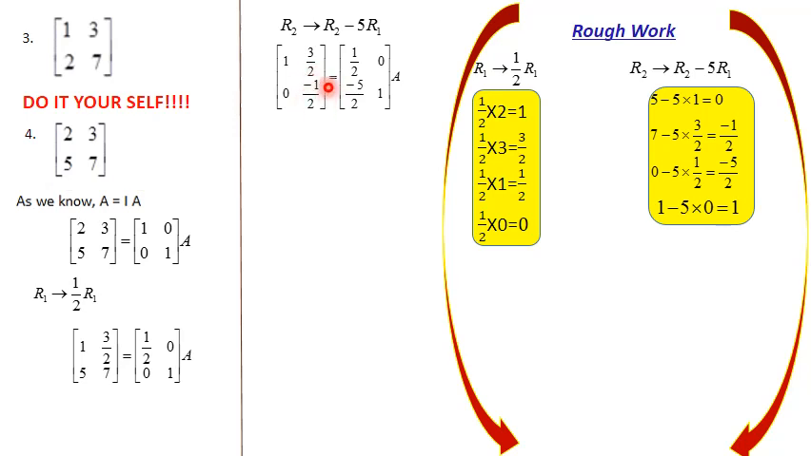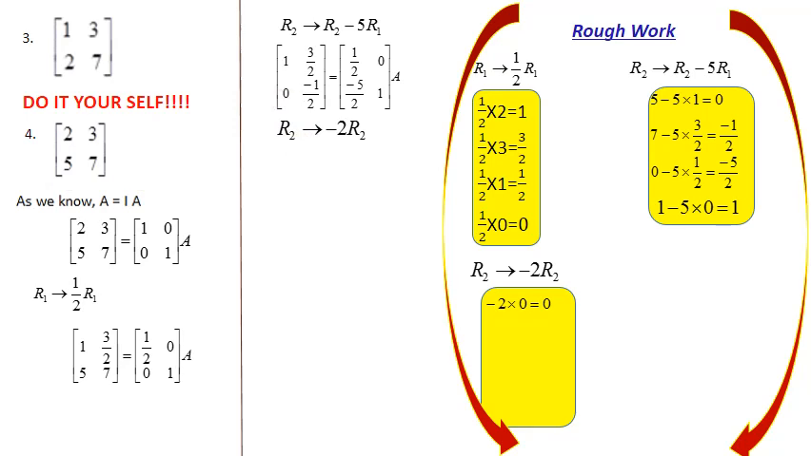This we have to make 1. What we have to do is just multiply by minus 2 here. It becomes 1, so the 2 cancels, and minus minus is plus. It becomes 1. That is what is written: multiplying R2 by minus 2, the operation R2 gives minus 2 R2. Take the rough calculation. First, R2 is what we are changing. R2 is here.